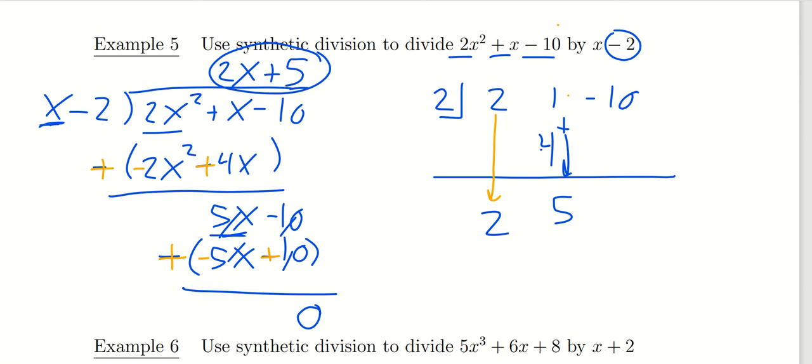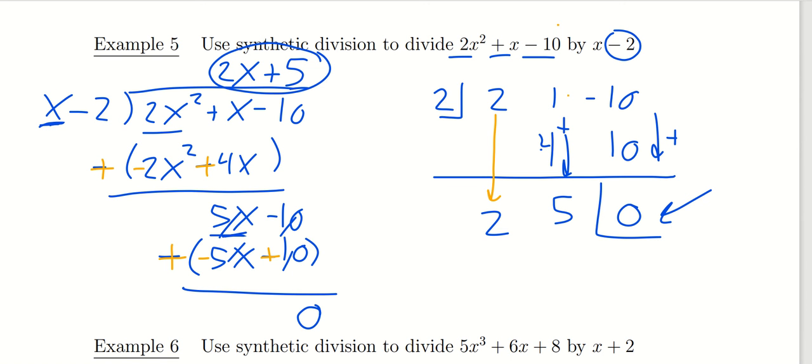And then once again, numbers on the bottom times numbers in the block. 5 times 2 gives us 10. We add those to go down. Negative 10 plus 10 is 0. That was the last column entry, so that was our remainder. So again, it shows a remainder of 0.